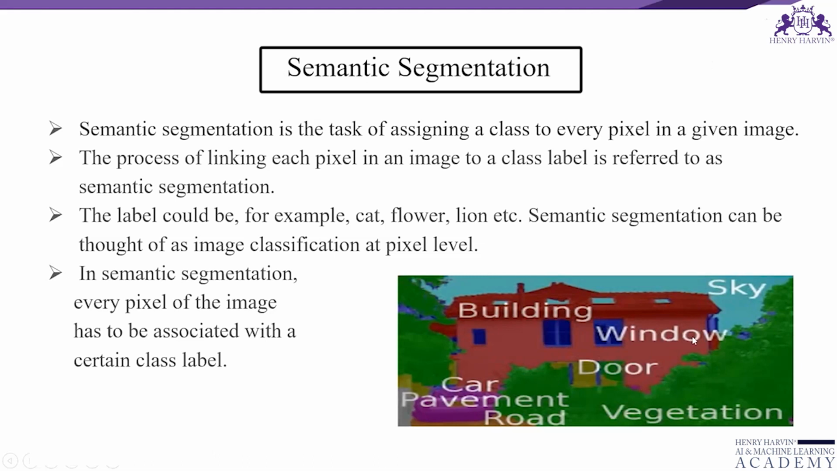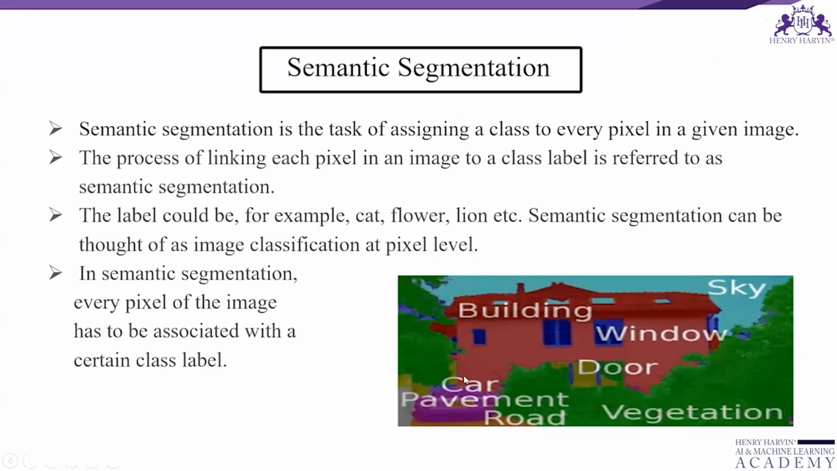You should try to understand the difference between image classification and segmentation. So what are we trying to do over here? We are assigning a class to every pixel in a given image. So we are linking each pixel in an image to a class label. This is basically called semantic segmentation. The label could be a cat, flower, lion. In this picture, it is building, window, door, car, pavement road, vegetation, sky, right?